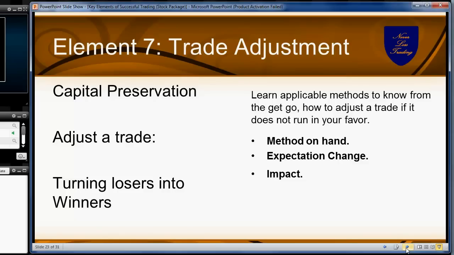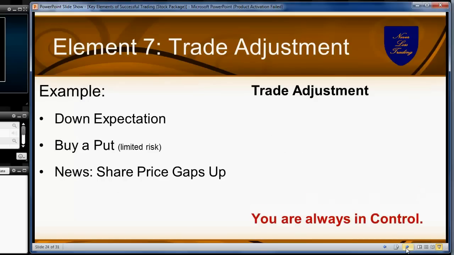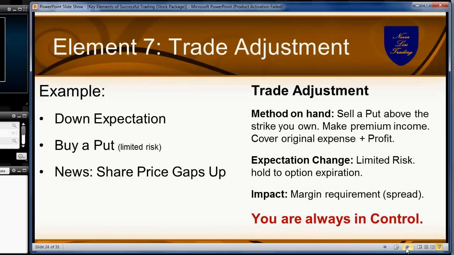Yeah, because we want to stay in control for whatever we do in trading. It's our money, and our money is supposed to work for us. So here's the short example that I say. We have a down expectation, we buy a put, and we buy an out of the money put. And we then have a limited risk, because the most we can lose is the premium we paid. Now news comes out and the price gaps up, so it goes totally against us. What are we going to do? Our method on hand is we sell a put with the strike price above. We collect the premium if we have the clear assumption after the gap up that that's the direction to take, and with that we have a simple adjustment method.